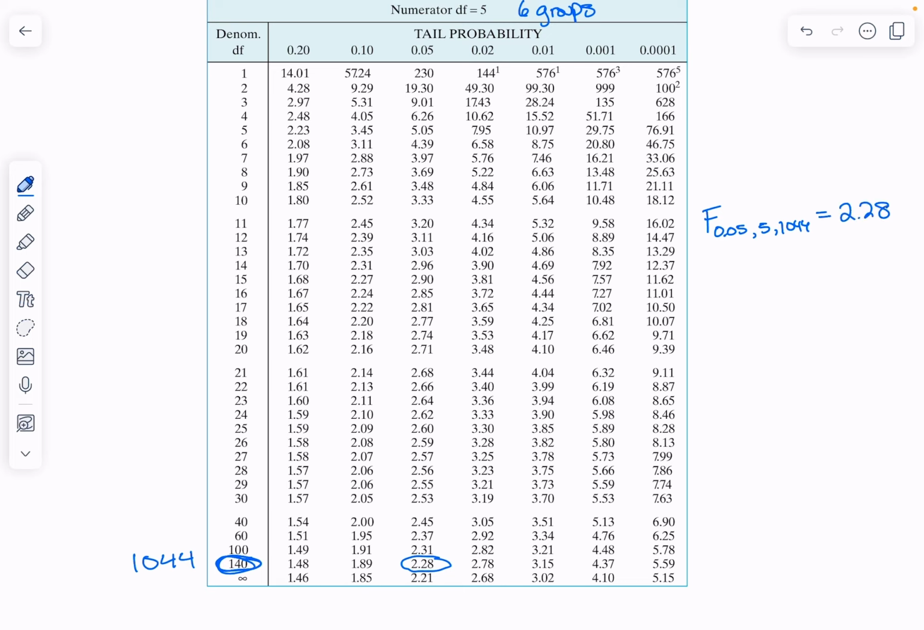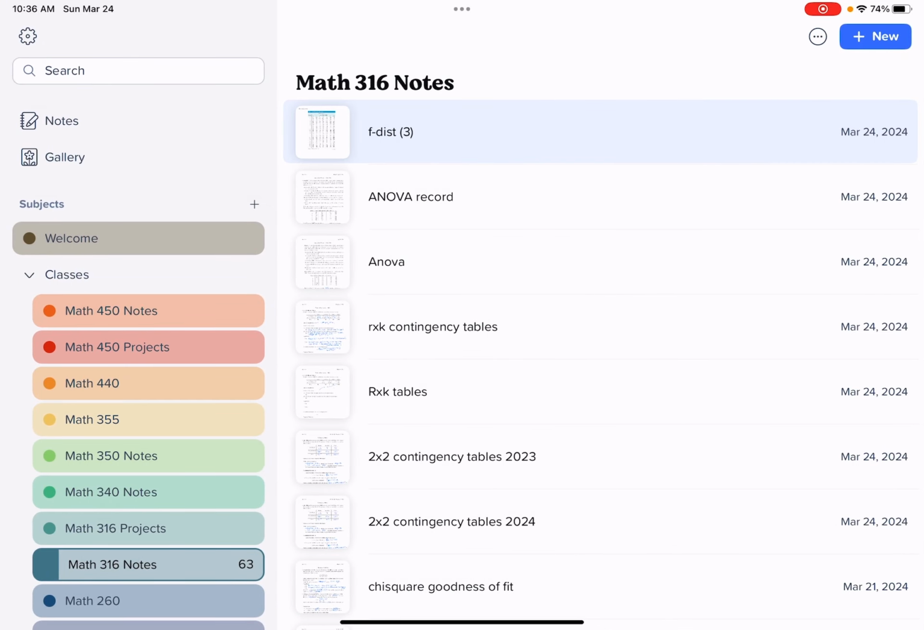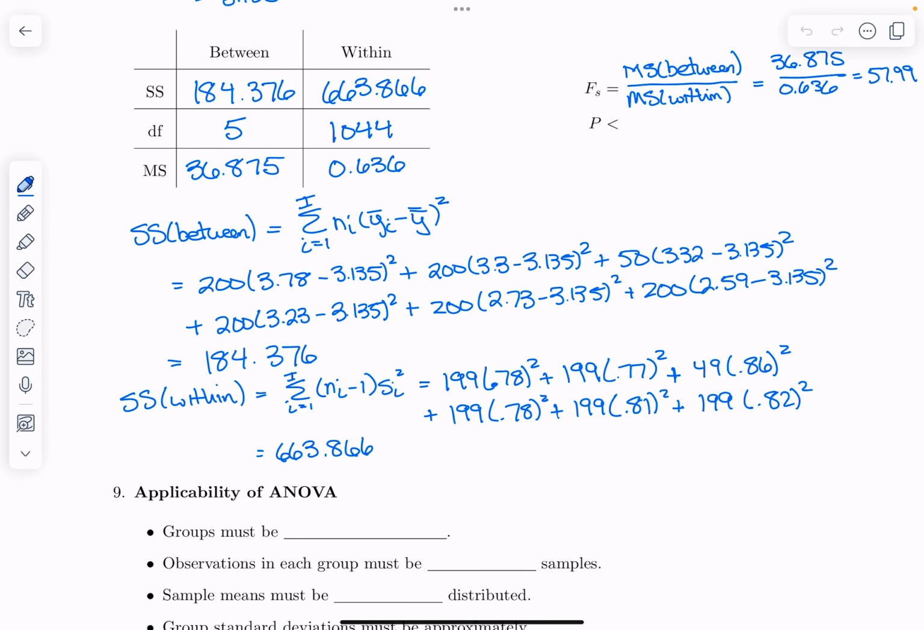But it turns out that our test statistic, which was 57.99, is much higher than that. In fact, it would be off the chart over here. 57.99 would be off the chart over here. So our p-value would be less than even 0.0001. So this is going to be very highly significant. Here we're going to get a p-value that's less than 0.0001.